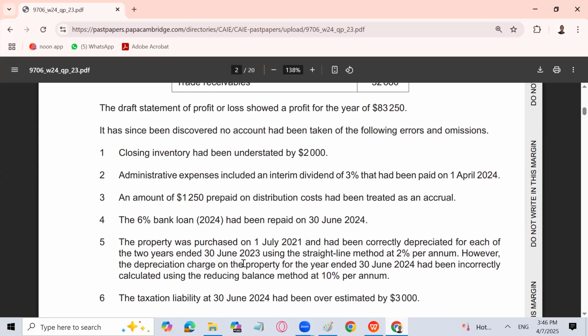हाँ, the entry will be passed that bank is going to be credited and bank loan is going to be debited, but that will affect only the statement of financial position. It will not affect profit. Why, sir? Because 6% loan after making the payment of the interest for the whole year has been repaid at the end of the year.